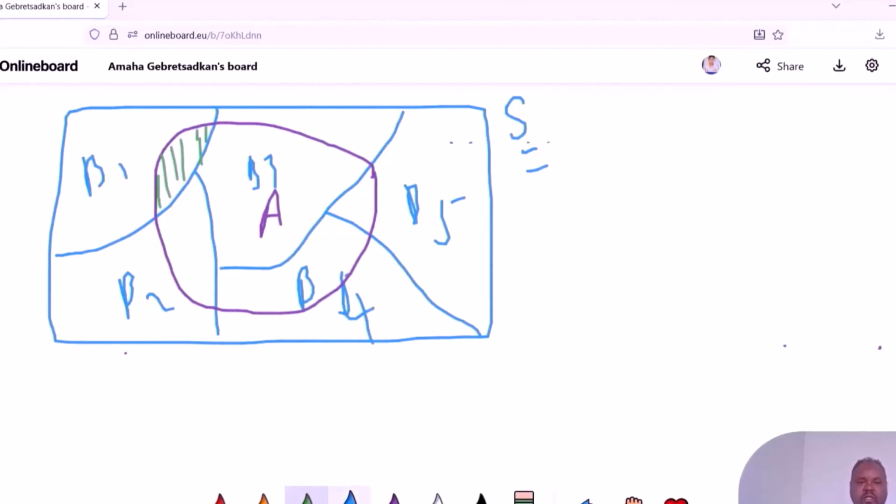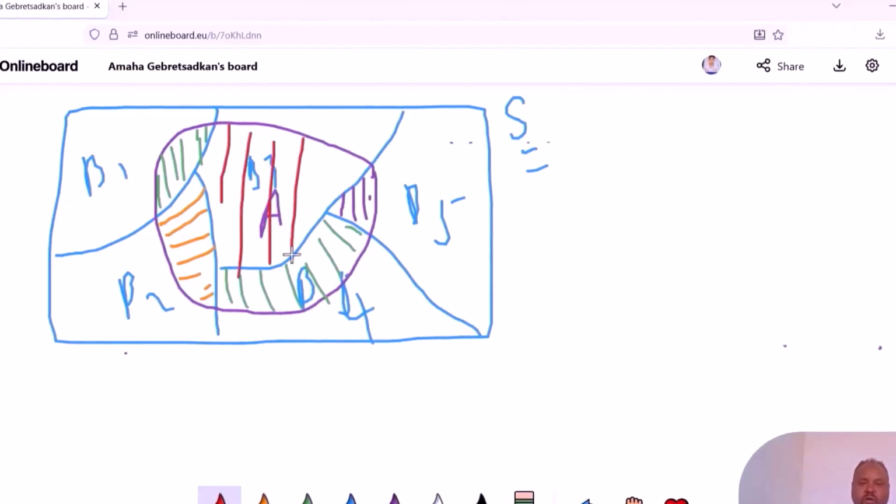This A shares this area from partition B2, and this A event shares this area from partition 4, and this A event shares this area from partition 5, and this event A shares this whole area from partition 3, right?